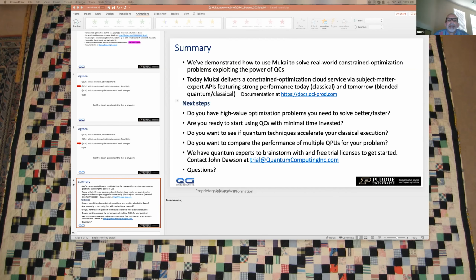Right, and we're already talking with companies and external groups that are experts in how to use QPUs most effectively, how to tune them most effectively, how to mitigate errors. We're not going to be the world's expert in all those areas, but we are going to work with the world's experts in all those areas, and we'll integrate the best known techniques into Mukai so that we're able to deliver the best possible answers.